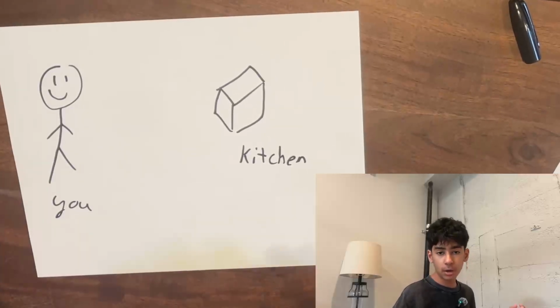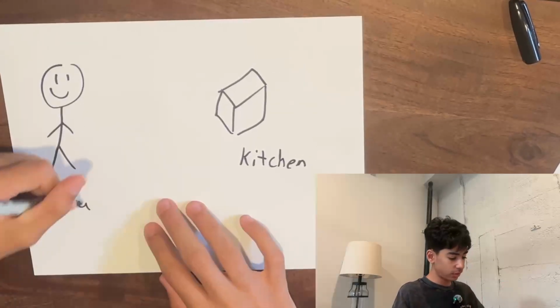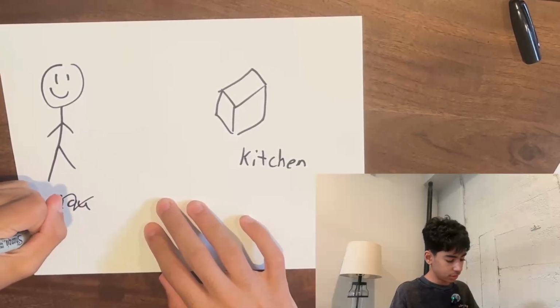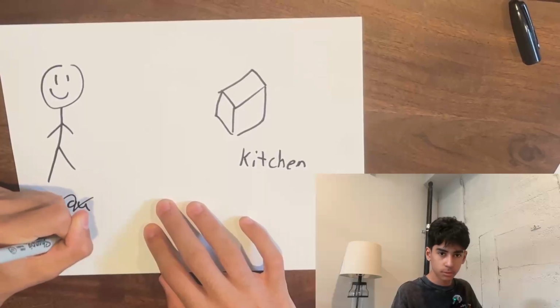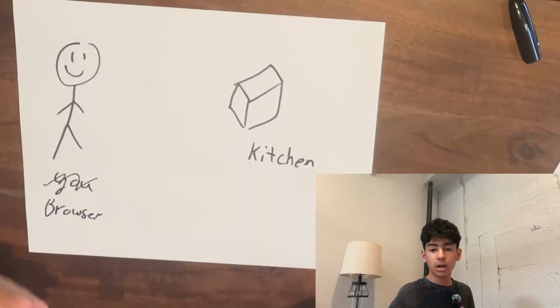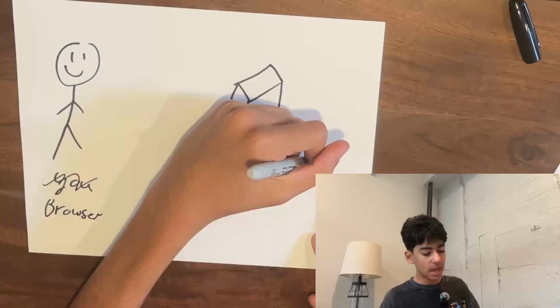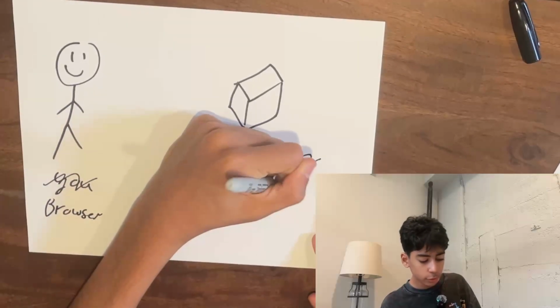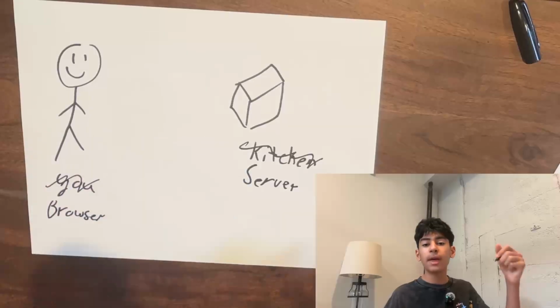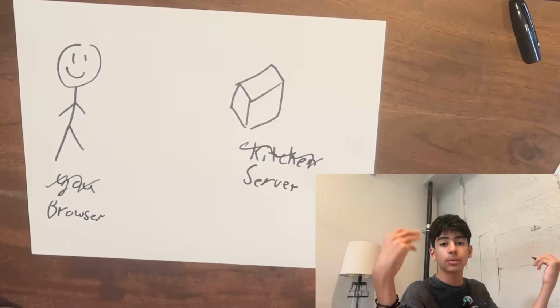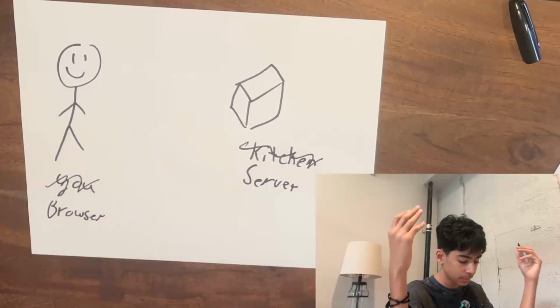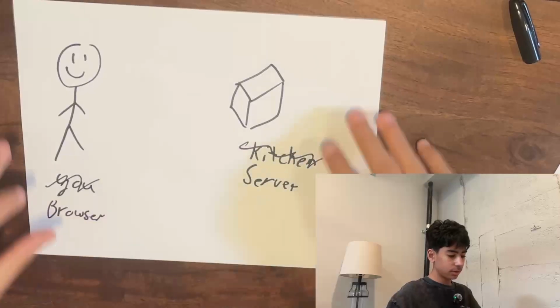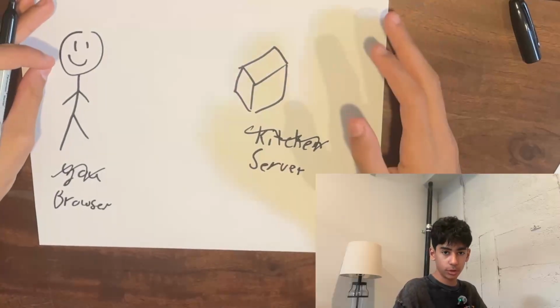This is basically how the internet works, because in the web version of this, you are actually a browser. This is Chrome, Safari, Opera GX, whatever you use. And the kitchen is actually a server. And a server is a computer hosted somewhere that has the files you're looking for and is ready to give it whenever it's asked. And this is pretty much how the internet works.